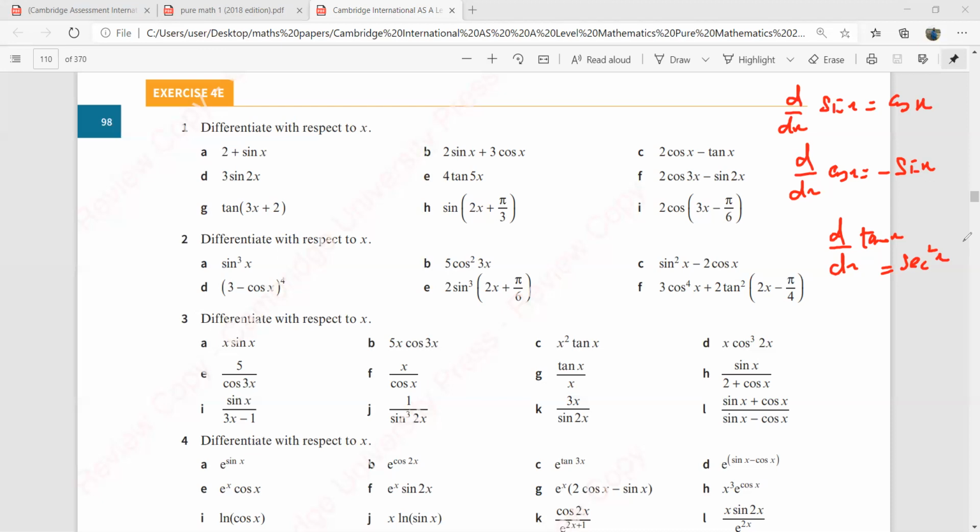Okay. The d part. 3 sine 2x. Yes, 3 sine 2x. Six cos 2x. Very good. Shabash. E part, 4 tan 5x. 20 secant square 5x. Very good. Mashallah.